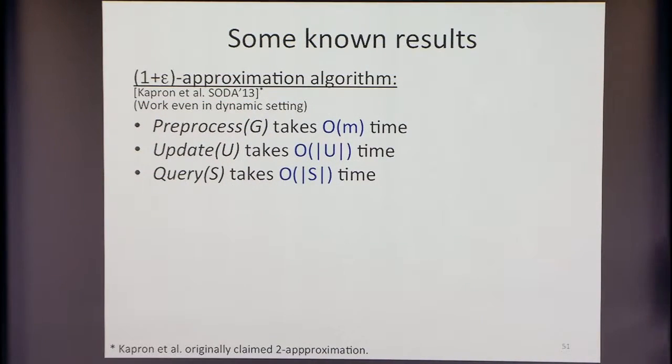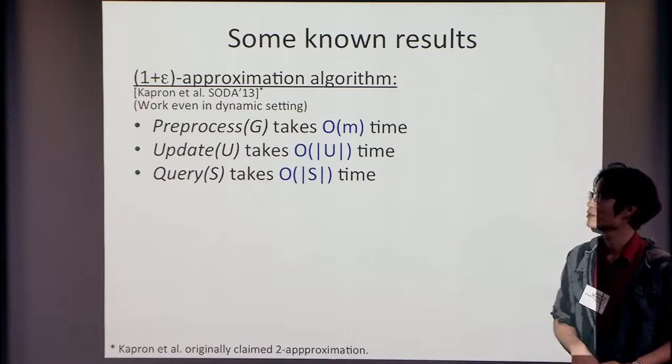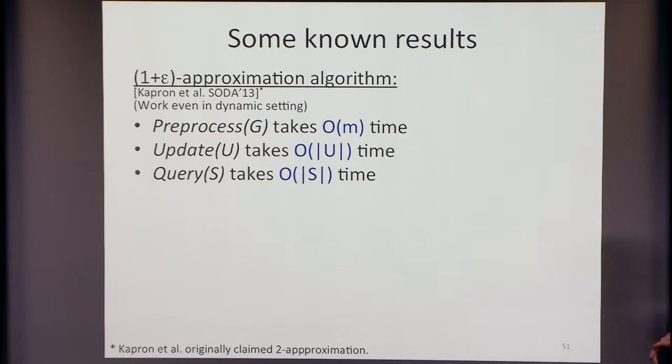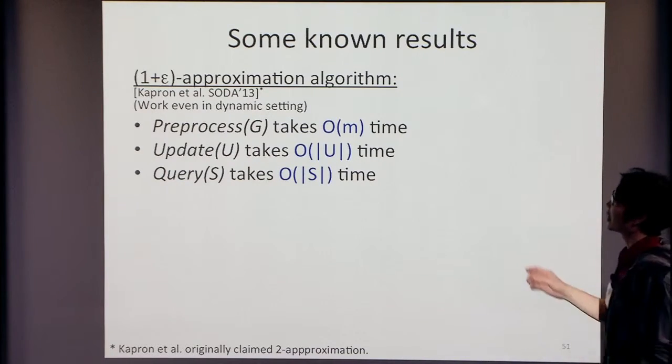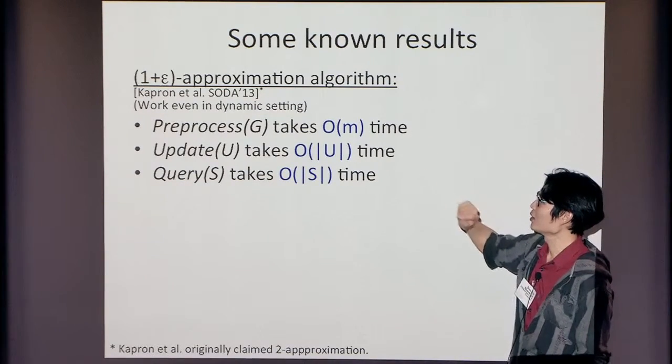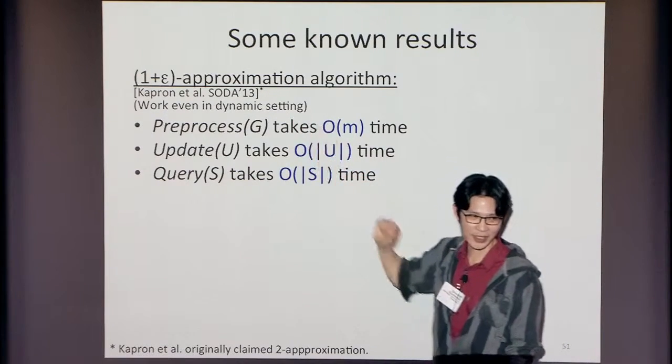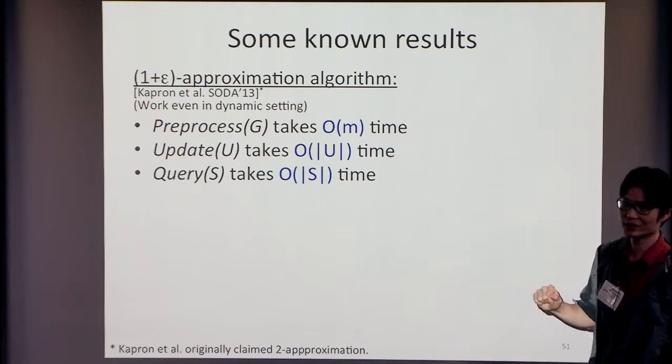So this problem is pretty new, but it's not completely new. Actually, a few things are known. First of all, we can get some approximation algorithm. And it's pretty fast. And this is, again, in the paper of Capron et al. that solved the connectivity problem. So they can pre-process the graph. Oh, and I should note that it actually works in the dynamic setting, not just emergency setting.